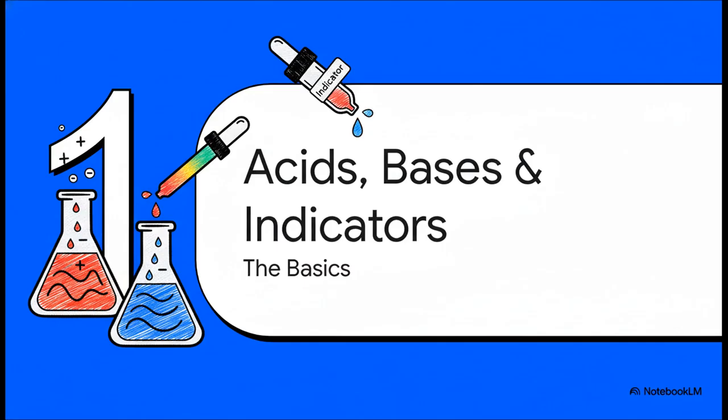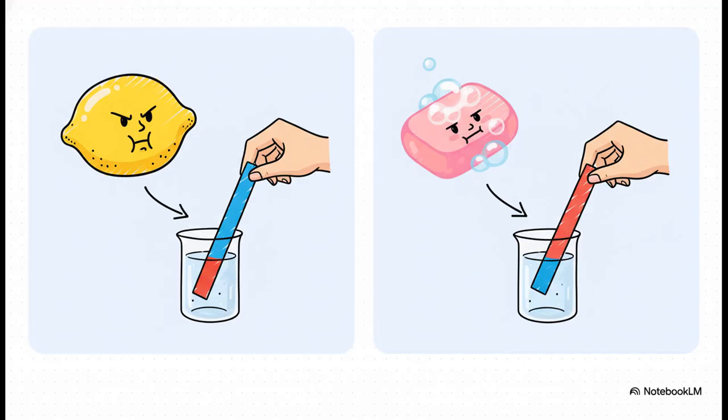How do we even identify if something is an acid or a base? Let's refresh our memory on that. Now, you'll probably remember this from your earlier classes, right? We learned that acids generally taste sour. Think of a lemon. And bases tend to be bitter, like if you've ever accidentally tasted baking soda water.